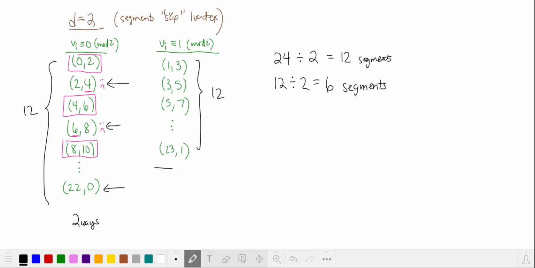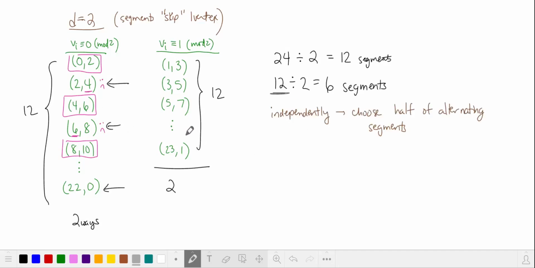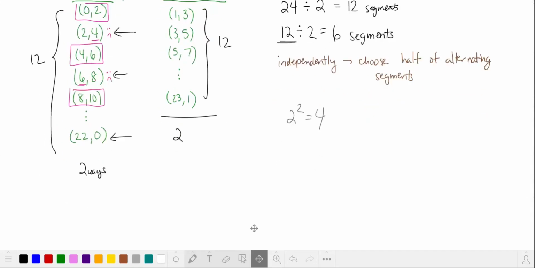None of the segments in the second group share a vertex with the segments in the first group, so I can independently choose one of two halves of the 12 segments that have odd vertices. So the number of ways that I can choose 12 segments, 6 from each of these groups, with this same length is 2 squared, or 4. Now let's try D equals 3.